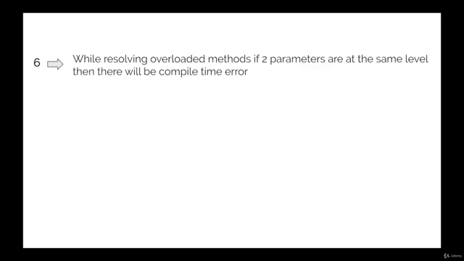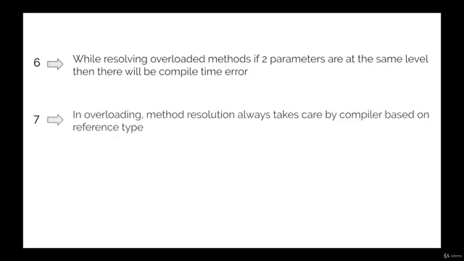Hello guys, welcome back. So in this lecture, we are going to take a look at the next rule for method overloading in Java. The next rule says that in overloading, method resolution is always taken care of by the compiler based on the reference type. Now, what does that mean?